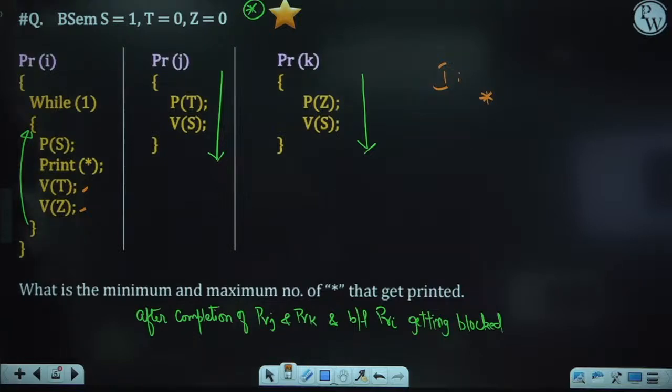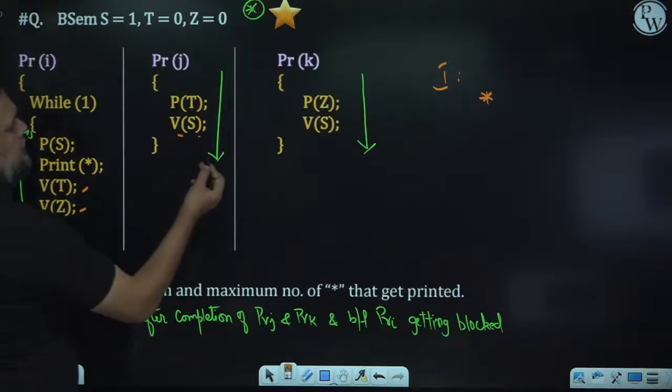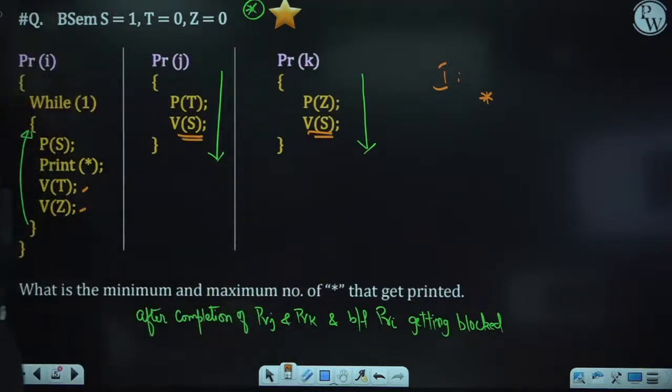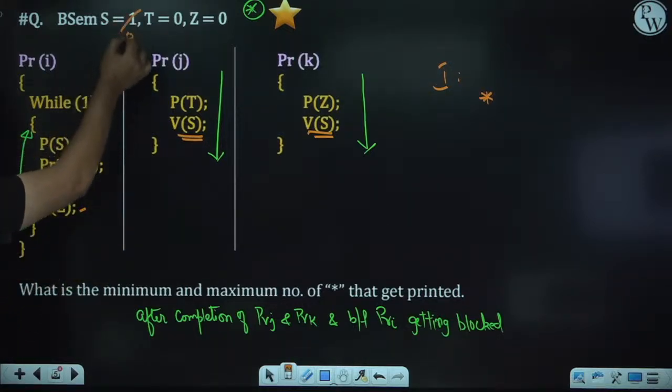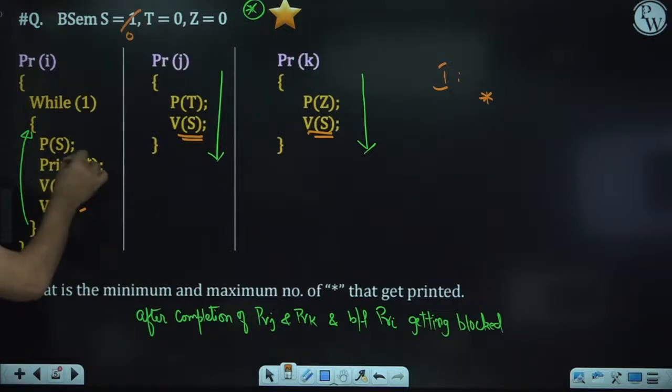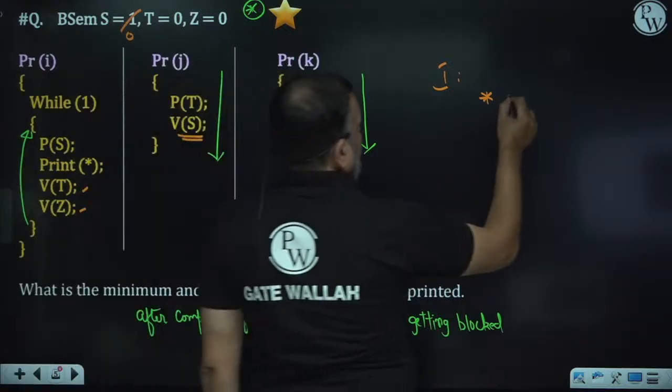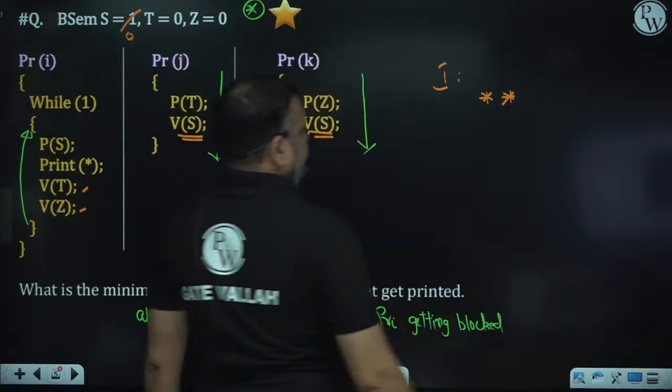So children, what has happened here is that process J and process K are completed. After that I can come back to process I. The value of S is 1 because of the up operations. Then we go back to process I and perform down on S. S becomes 0, success. Print star. So we are able to print star one more time.